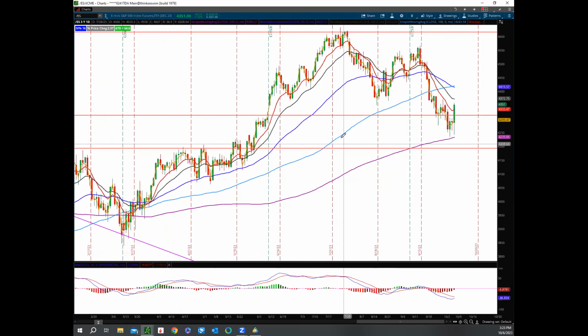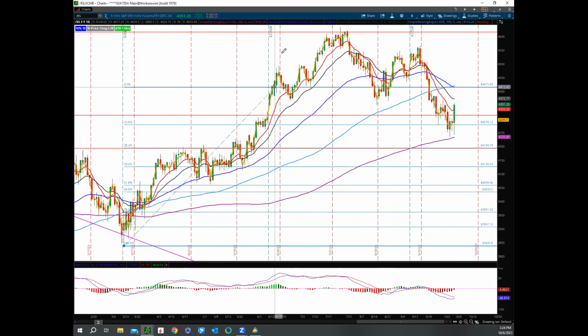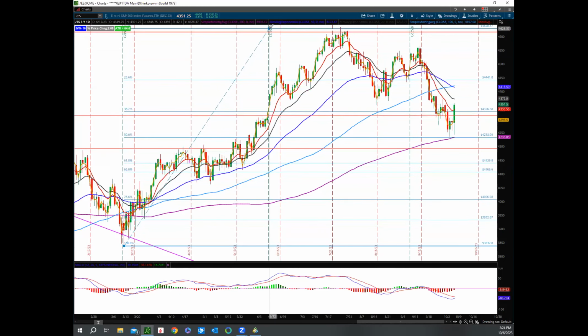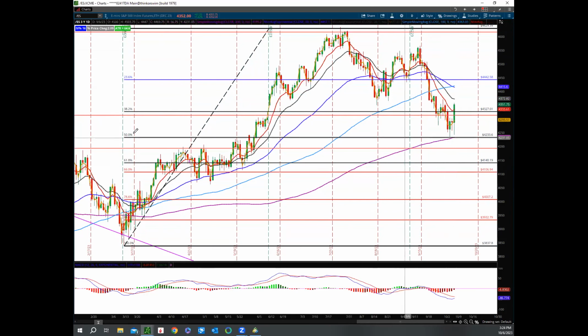I'm just looking at this. If I were to throw on, from this low to this high, some fib retracements, I haven't even done this, I'm just winging this right now. I'm curious, I want to see, so from here to here, right? Look at that. You can't make this stuff up, right? 50% retracement.